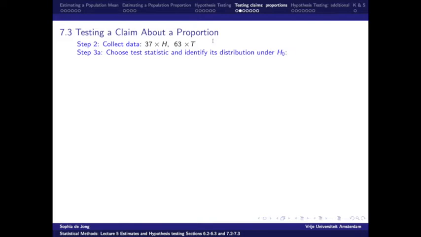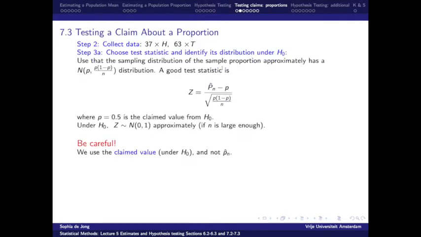Now in step 3, you have to choose a test statistic and identify its distribution under the null hypothesis. We know that a sample proportion approximately has a normal distribution. The mean of this normal distribution is equal to P and the variance is equal to P times 1 minus P over N. We have seen that a couple of times now. We can use that to construct a test statistic that is standard normally distributed and therefore does not depend on P, which is important.